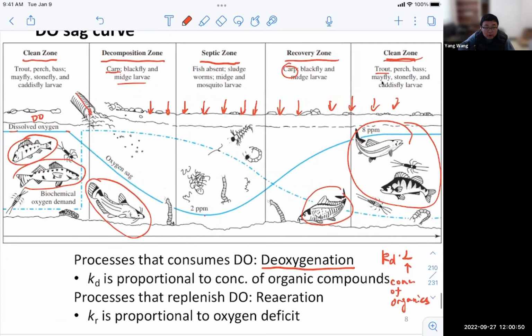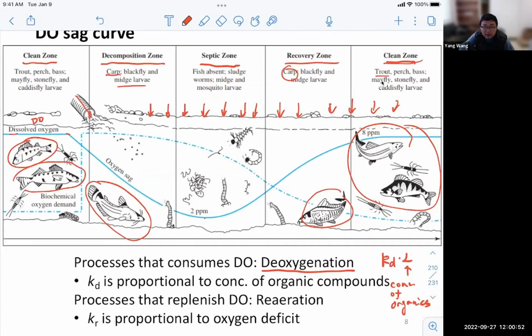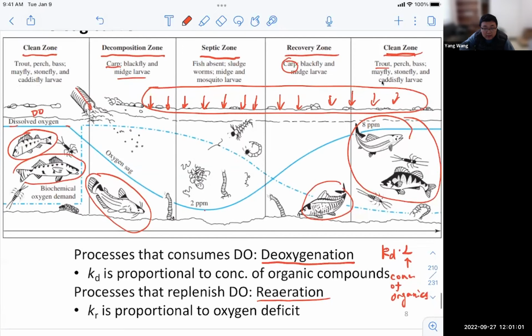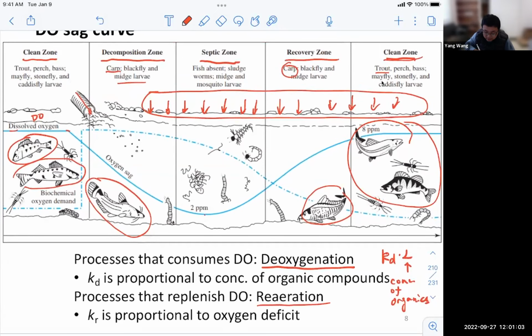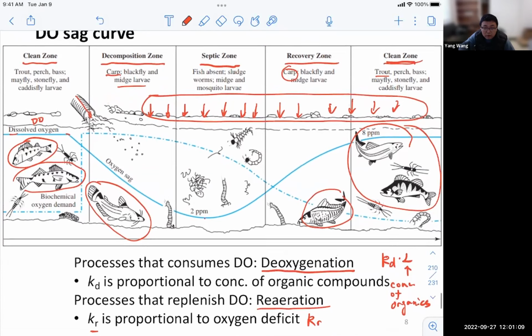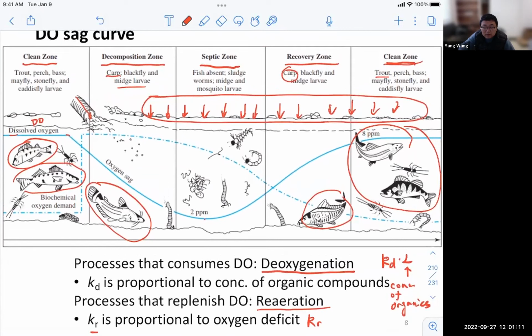Okay, and there's also the process that's pumping the oxygen back into the river. That's the reaeration process, right? It's this process here. The reaeration process is also dependent on a factor called Kr here. This is the reaeration rate constant, but it is also related to the existing oxygen concentration. It's actually proportional to the oxygen deficit.